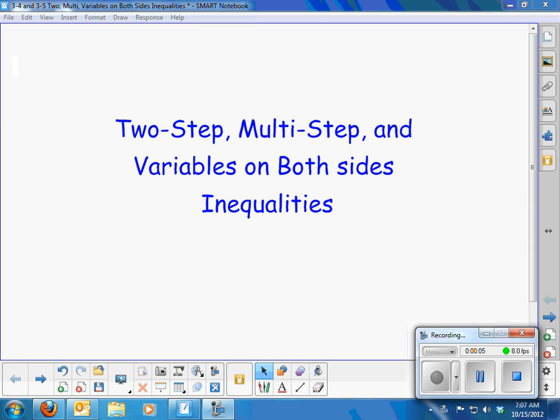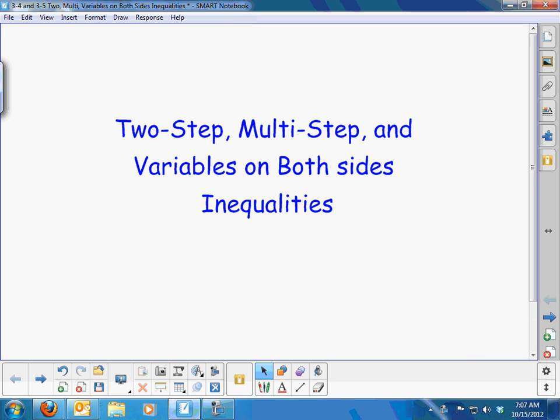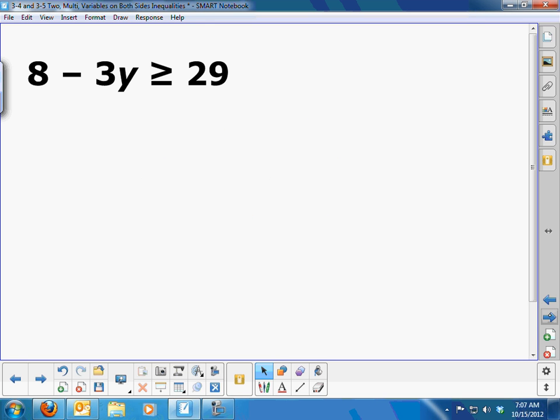What we're going to talk about today are more inequalities, except for today when we solve our inequalities, they're going to be two-step, they could be multi-step, or they could have variables on both sides. So now, remember back to when we solved equations. First we did one-step equations, then we did two-step equations, then we did multi-step equations, then we did equations with variables on both sides. So we're going through those same progressions now, except for with inequalities. So let's see how we do on this.